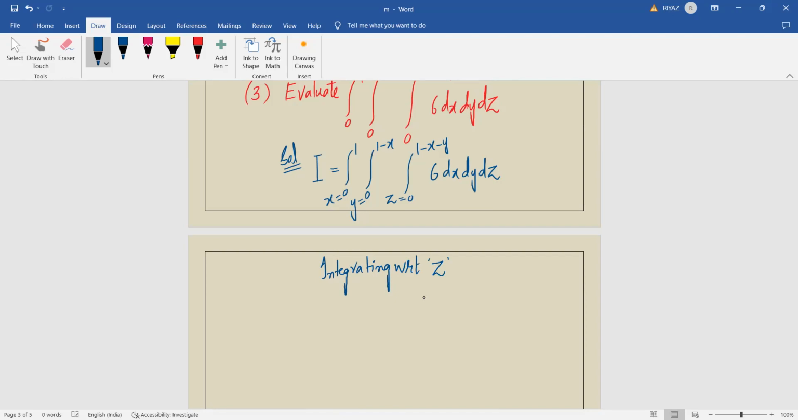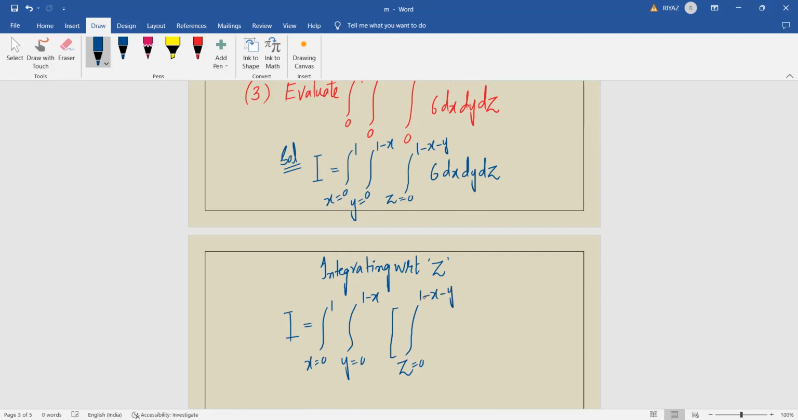I is equal to integral x is equal to 0 to 1, y is equal to 0 to 1 minus x. And now we have to open a bracket. It means we are specifying the region for the value of z. Z is equal to 0 to 1 minus x minus y.